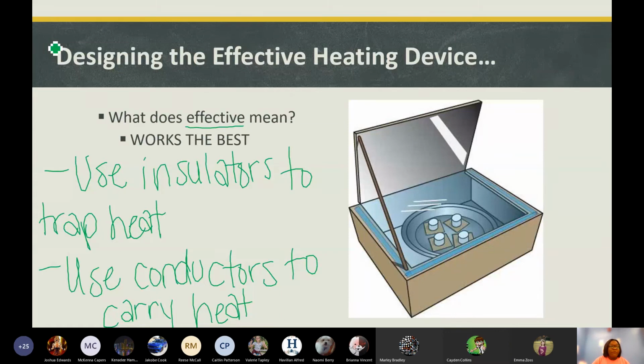Kaden, please turn off your camera. Thank you. So let's go ahead and get going with building our schematic design.